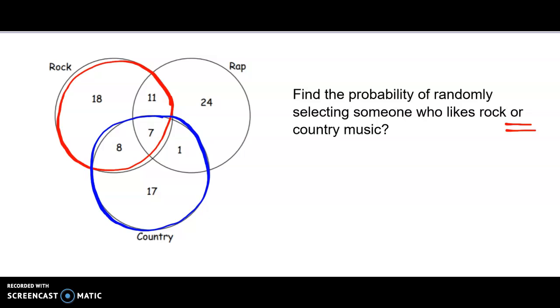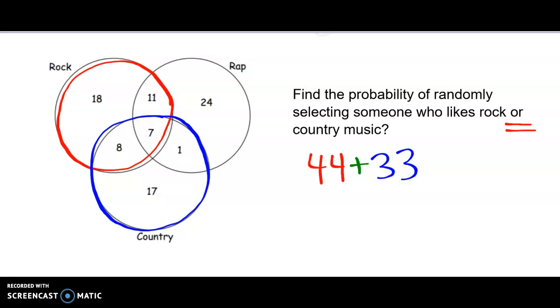You can like rock or country, or you could like both. You don't have to be in that joint part of that circle. So you don't have to be just right here. You can be in the rock circle or the country circle. So we're going to add up everyone that was in the rock circle, and we get 44 people that liked rock. And we want to add the people in the country circle, and we get 33 people that like country.